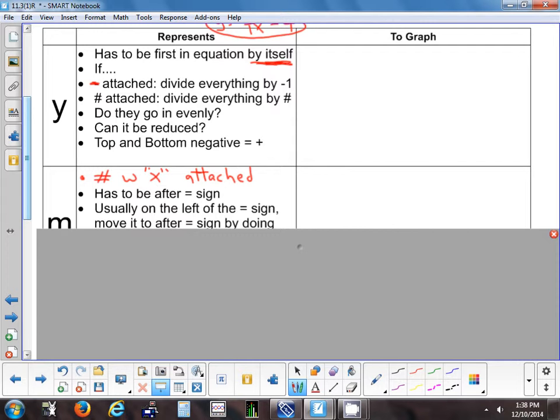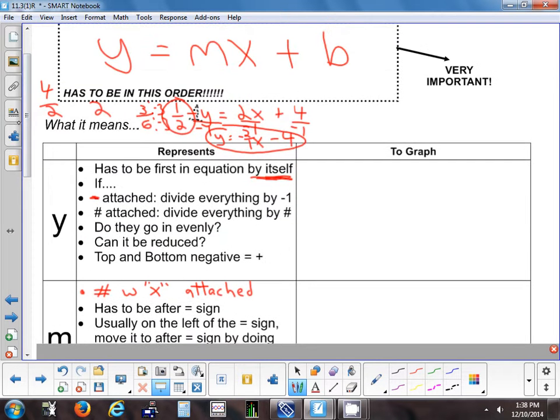Most times, usually, it's going to be on, sometimes it might say like y plus, I'll write it over here. You might get something like that, all right? So if we're going to try to trick you, it's not going to be in slope-intercept form, most of the time, that's why I put usually, we'll start with it on the left side, all right? You have to move it to the right side of the equal sign by doing the opposite operation, just like we've done before. We're going to move it right after the equal sign.